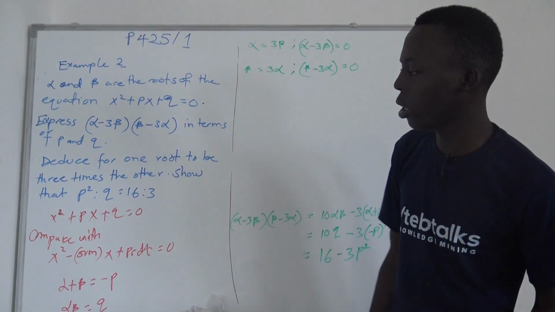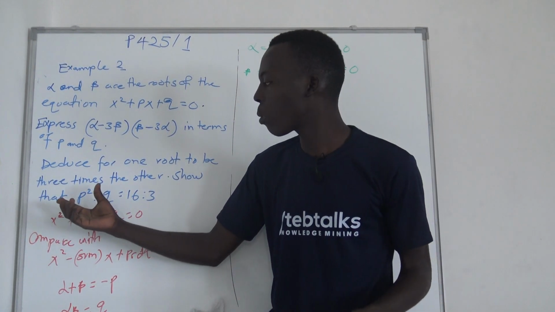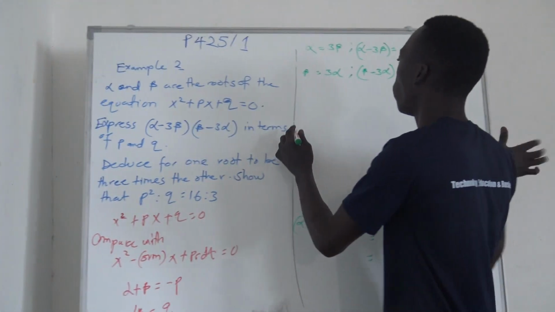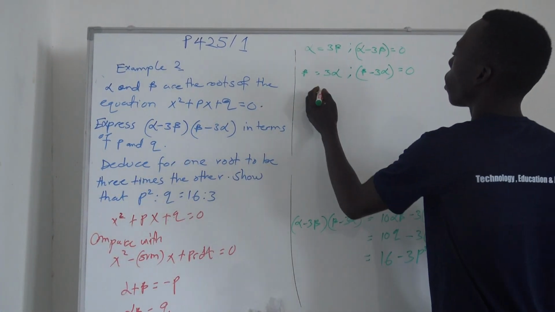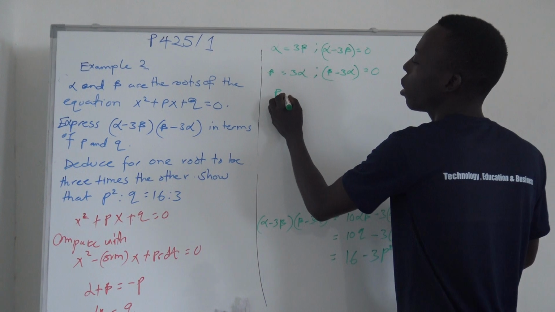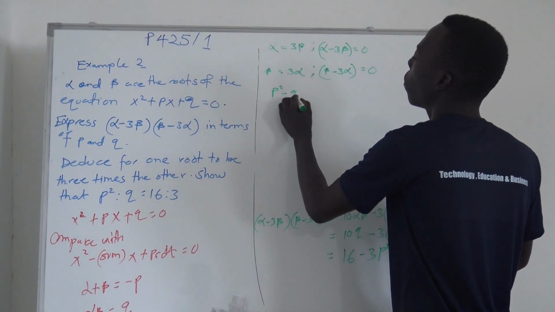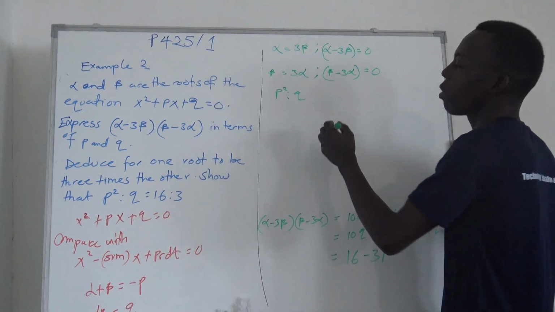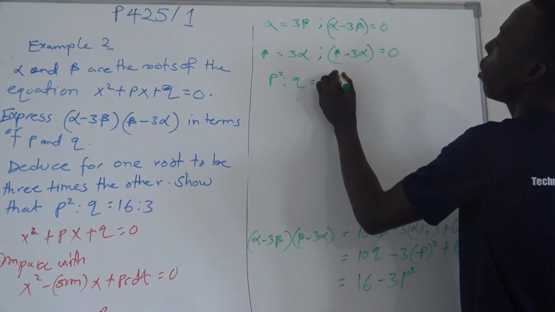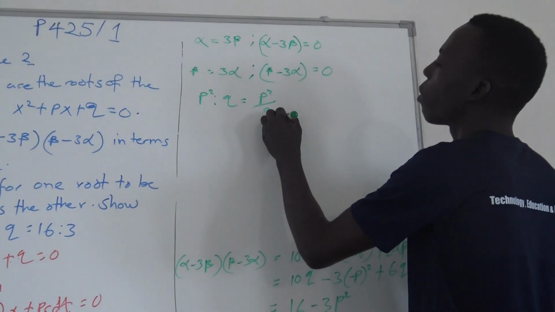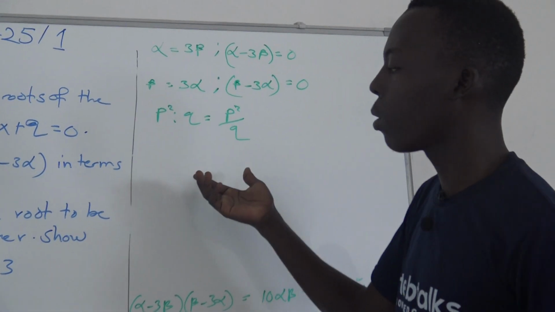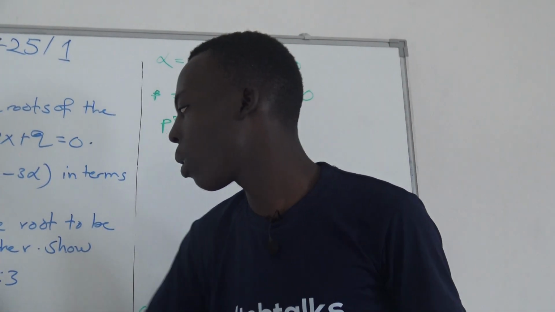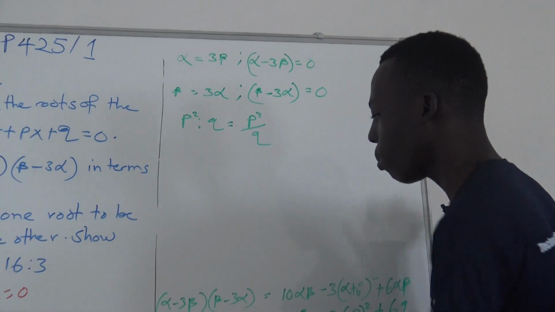that they want us to show that p squared to q equals 16 to 3. This one, where you find something like p squared to q, means we are dividing p squared by q. So this one is a ratio. They want us to prove that this one equals this one.